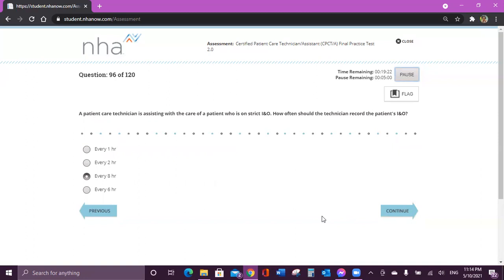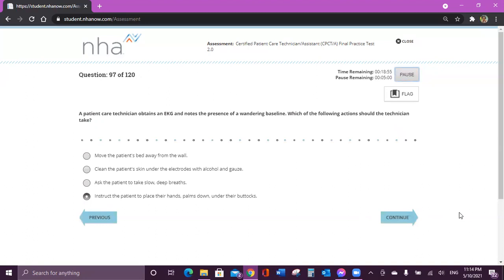A patient care technician is caring for a patient who is on an IV drip. How often should the technician record the patient's intake? Creo que cada 2 horas, creo yo. Yeah, every 2 hours, yeah. Every 2 hours, ¿verdad?